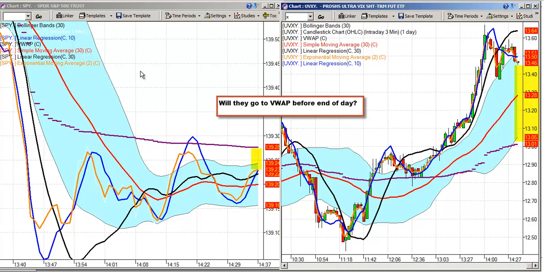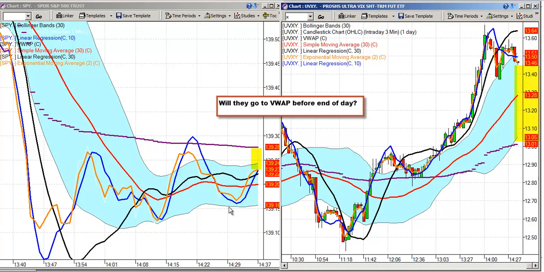What we got is a 3-minute chart here. On the left is SPY, the market, and on the right is UVXY. That's the double VIX. That's got about a 15% ATR percentage per day, so it's very volatile, and it's low cost and has a ton of volume. Great trading vehicle. Often inverse to what the market is doing.